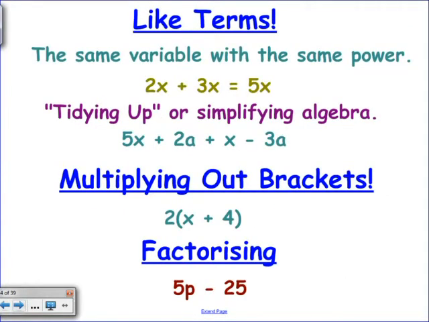Simplifying in algebra means that we can add together like terms. So if you have two lots of x's, you can combine them. So 2x's plus 3x's gives me 5x's. However, you cannot combine terms when they're not the same type of term. So here, 5x can be combined with what?